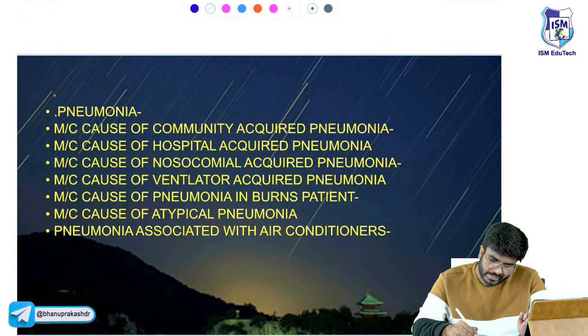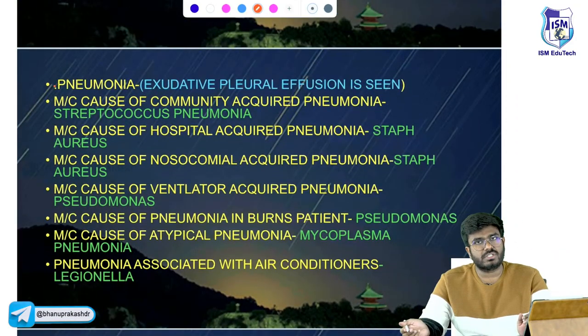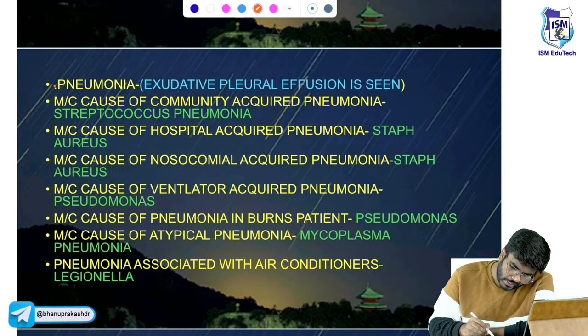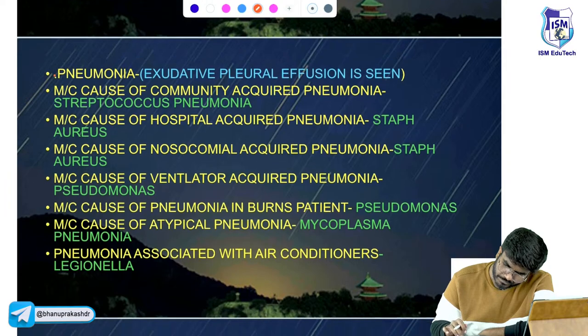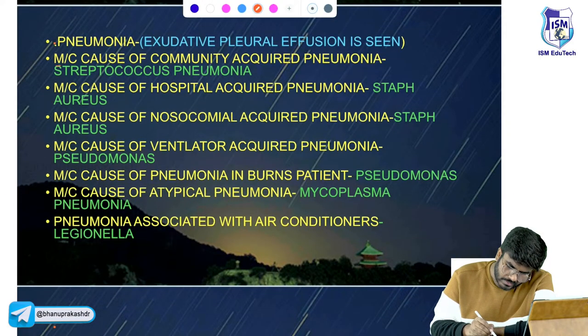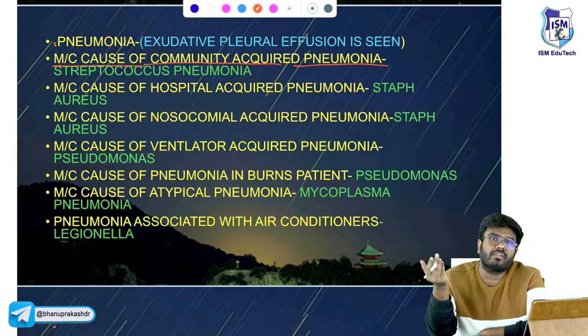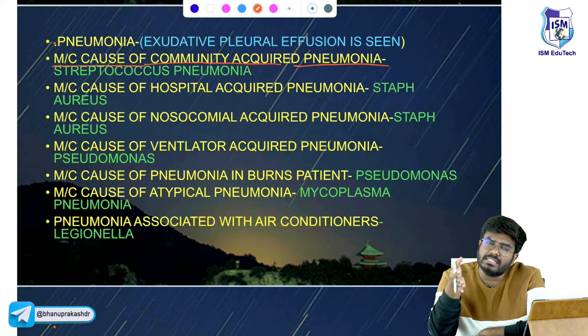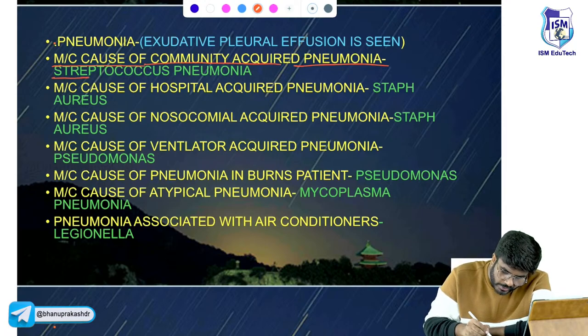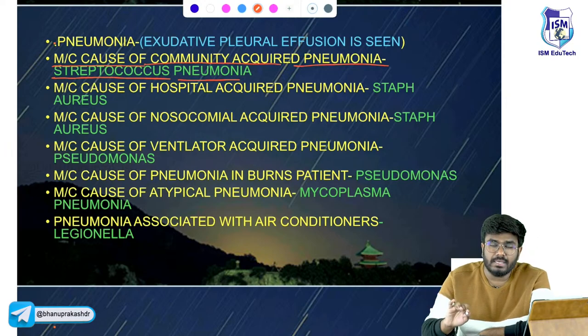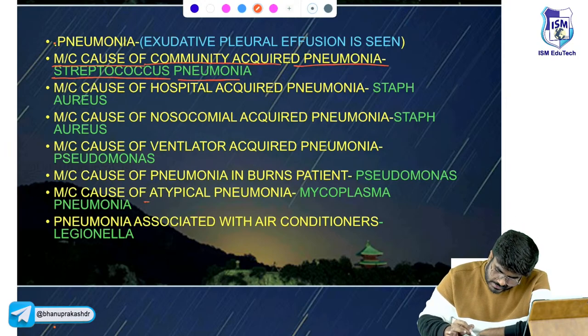After this, direct single liner questions. Now, the most common cause of community acquired pneumonia. Usually, we are living in a community. What's the most common cause of community acquired pneumonia? I have explained to you. If it is typical, then the answer is Streptococcus pneumoniae. If it is atypical, then the answer is Mycoplasma pneumoniae.